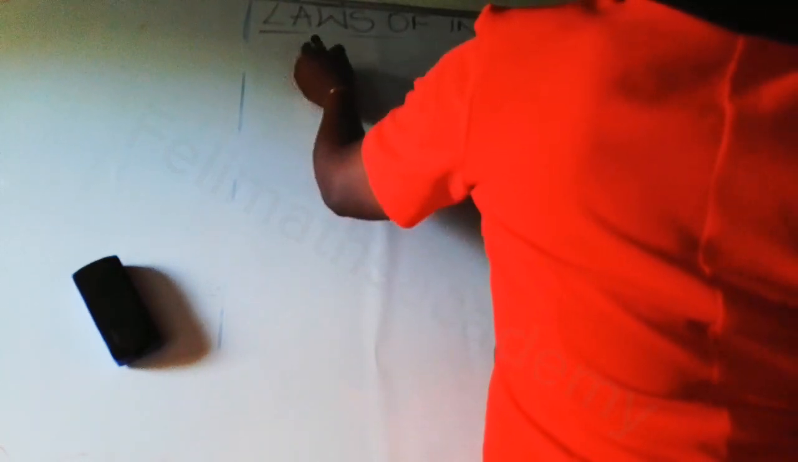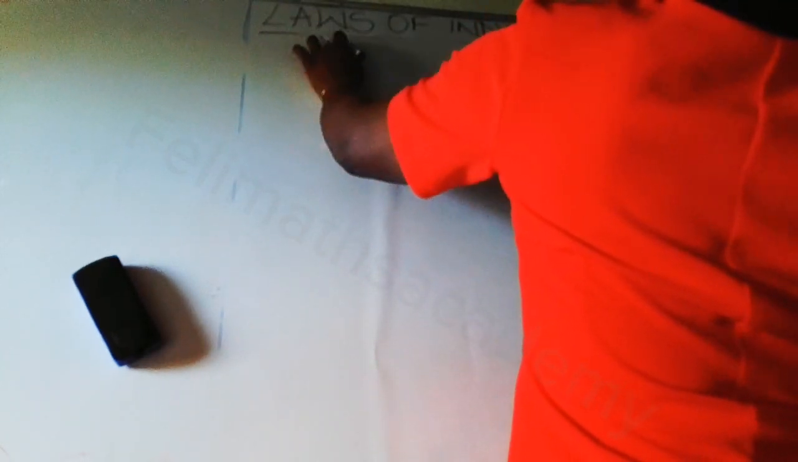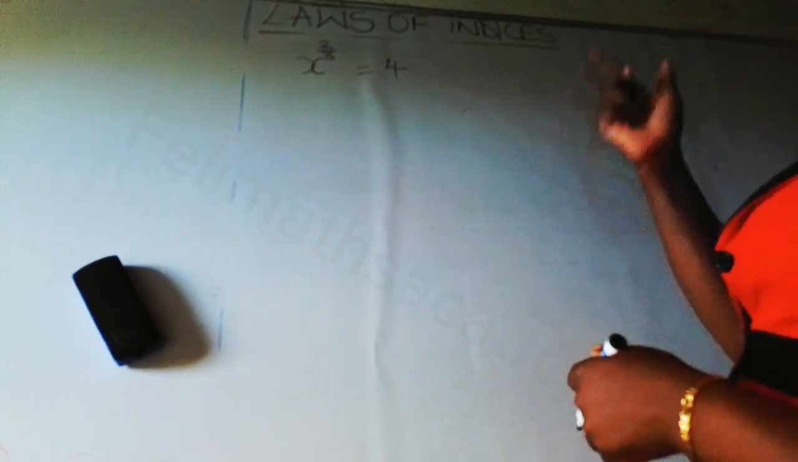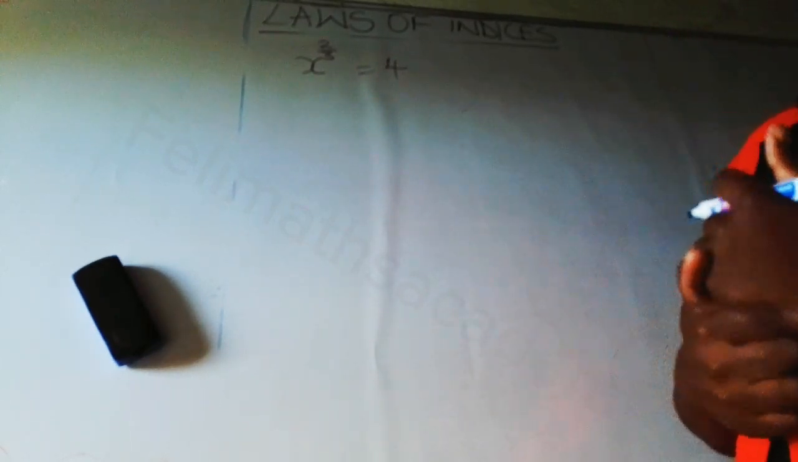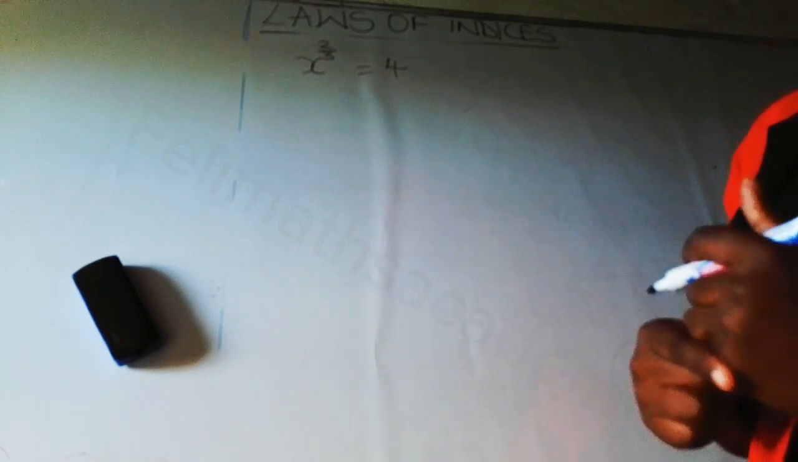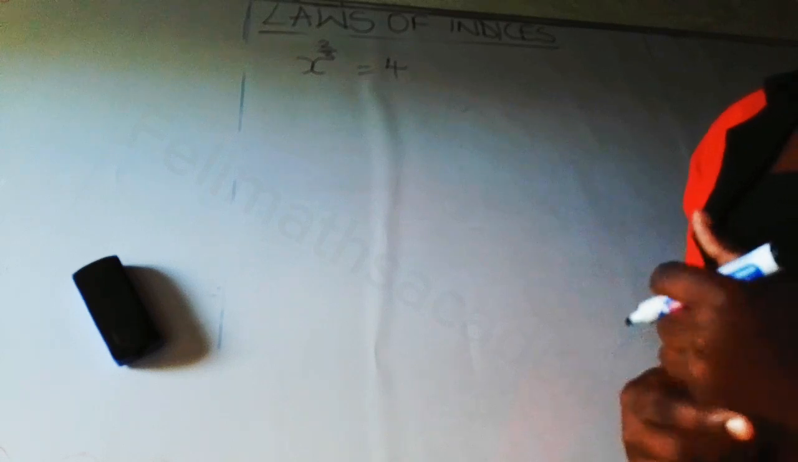Right. Solve the equation. Okay, let me start with this one, from simple to complex. X to the power 2/3 is equal to 4. It's 2 marks. We have to solve that equation. It's June 2019, question 20. It's a paper 1 question.